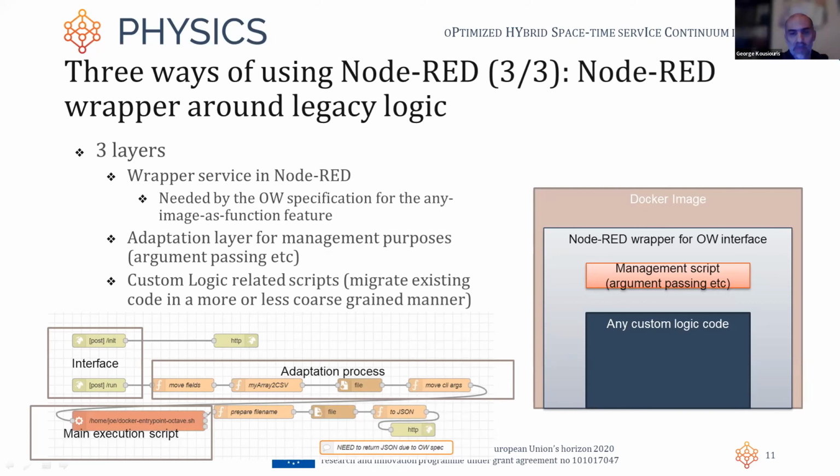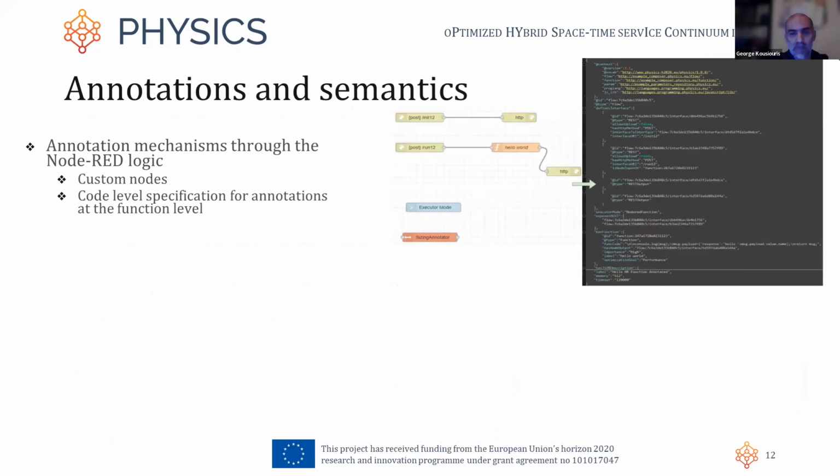In terms of semantics, as we mentioned, this is one of the elements of the environment. What we wanted to support is the ability to provide annotations, both at the function level and at the flow level. For that, we have created two ways of providing these annotations: either with custom nodes that we create and that are registered as Node-RED nodes, or through a code-level specification for annotations at the function level in the code that you write.